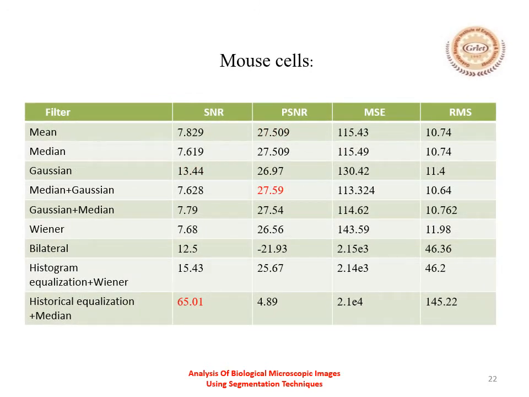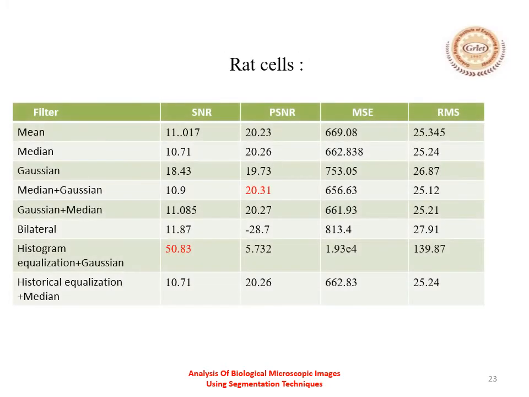Coming to mouse cells, we can see that median plus Gaussian and histogram equalization plus median have the highest SNR and PSNR values. In rat cells, median plus Gaussian and histogram equalization plus Gaussian have the highest SNR and PSNR values.